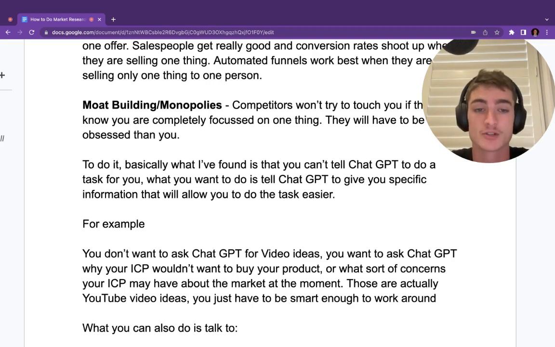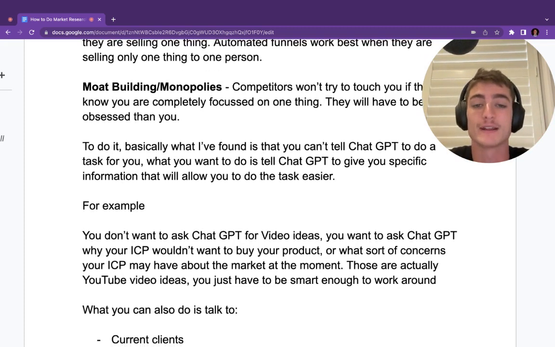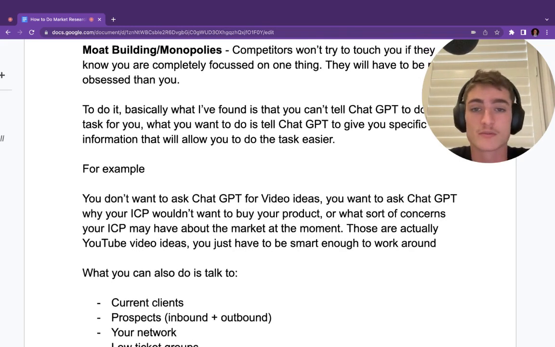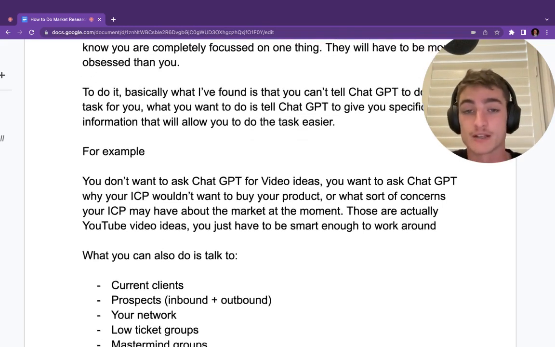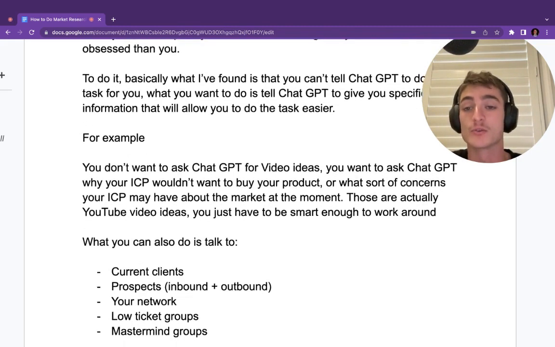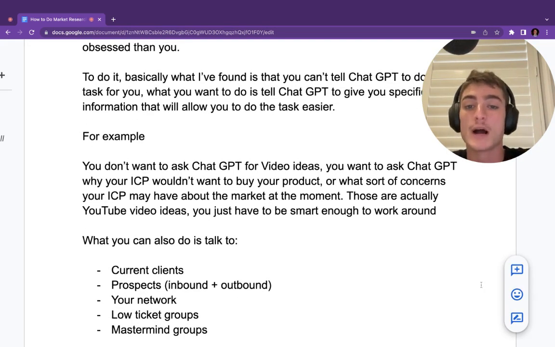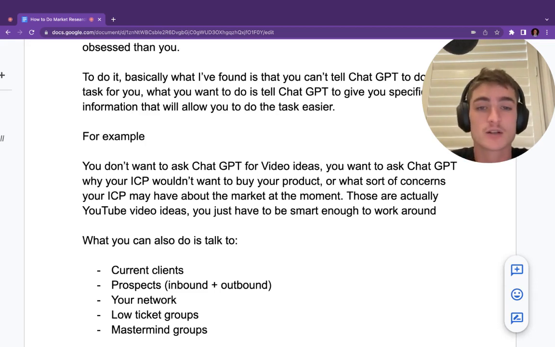So this is where it comes in, that the people that can operate the AI are going to be the ones that win, and the people that are just trying to float through life without any idea about how AI works are probably going to be screwed. So you don't want to ask ChatGPT for video ideas. You want to ask ChatGPT why your ICP wouldn't want to buy your product, or what sort of concerns your ICP may have about the market at that moment. So those are usually going to be the YouTube video ideas.